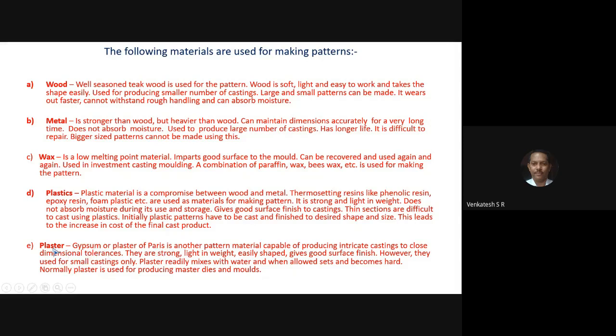For that reason, it is called plaster of Paris, and also gypsum. Underline that, plaster of Paris. You can produce castings by using a plaster of Paris pattern. So that is also possible. Once again, the 5 types of materials used in making a pattern: first wood, metal, wax, plastic, and plaster of Paris. Now, I stop at this stage.